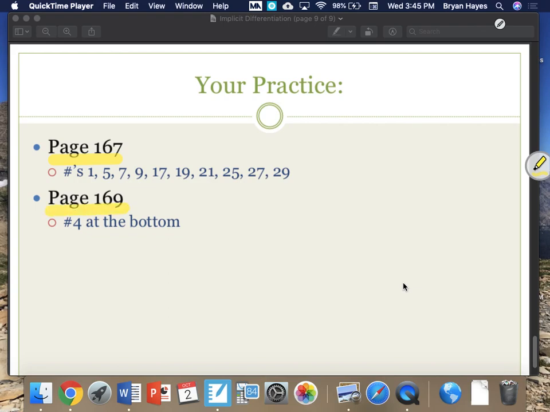Also, my work is posted to Schoology. You're going to need to go up to Derivatives Part 2. It should be called something like Implicit Homework Key. So you can check with the book if you want to. You can compare your work to mine as you work. But do try number 4 at the bottom on page 169. That one's even, so we'll have to talk about that one tomorrow.